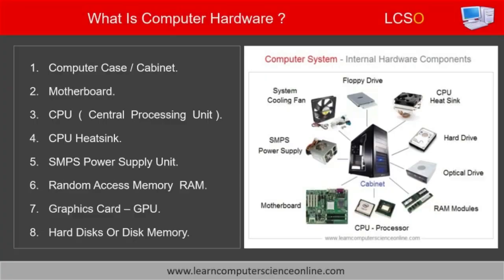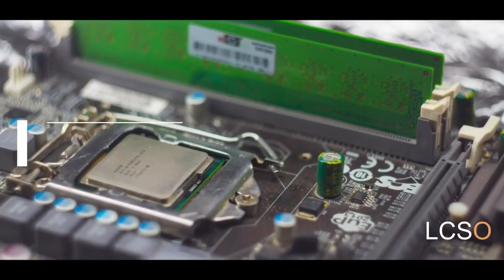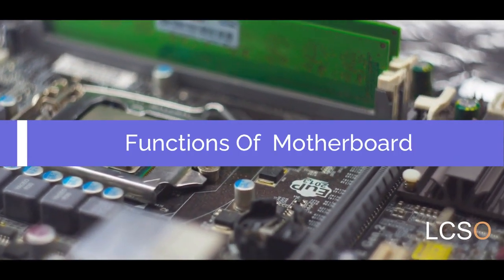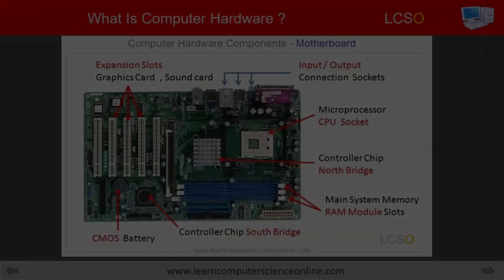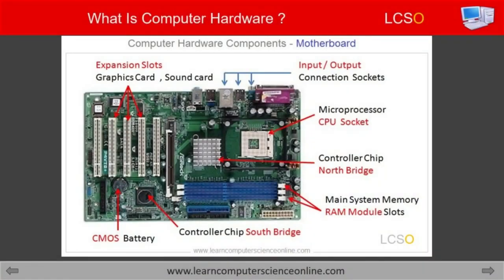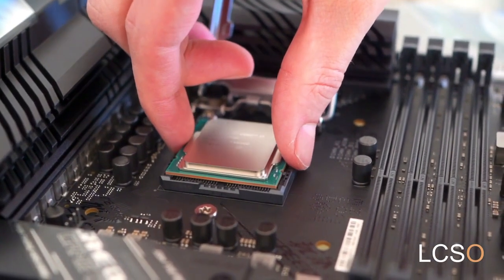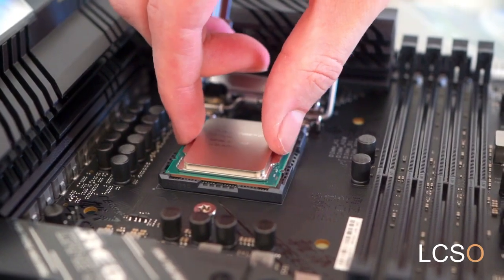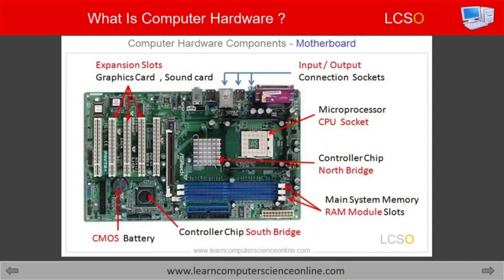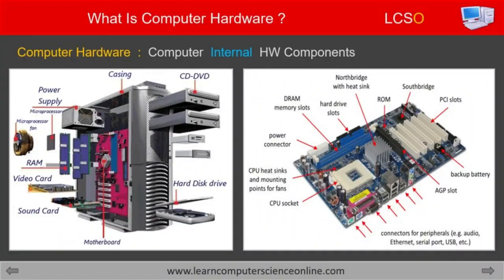Let us move on to the next hardware component, that is motherboard. Computer motherboard is the main printed circuit board used to assemble and interconnect various computer system components. The motherboard provides the connection sockets for the microprocessor CPU, main memory RAM, secondary memory unit called hard disk, graphics card, and the controller chips, which connect the various input and output devices connected to the computer.